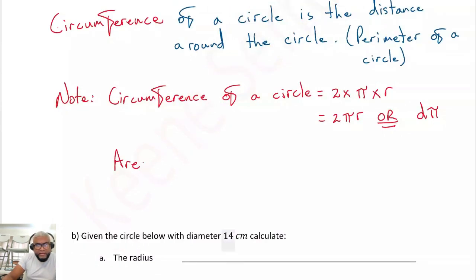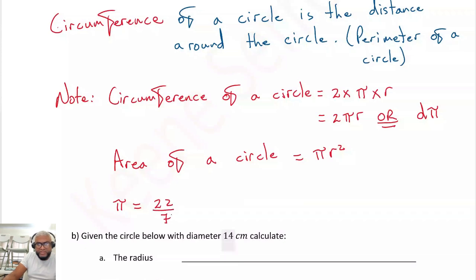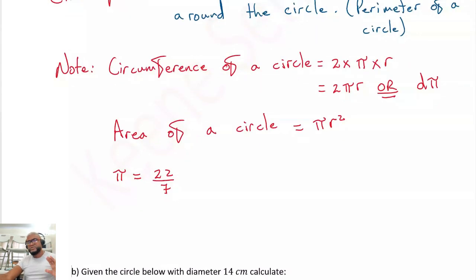Then area of a circle is equal to pi r squared, right? So something else we have to know. Pi is equal to 22 over 7, unless sometimes they put it as a decimal, but we use 22 over 7 unless stated otherwise, right?